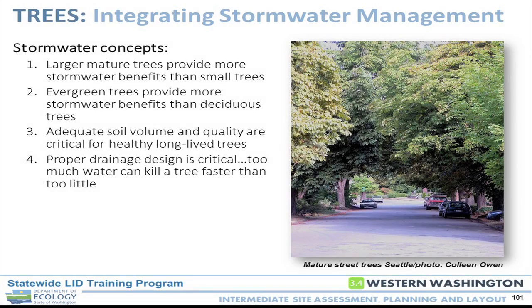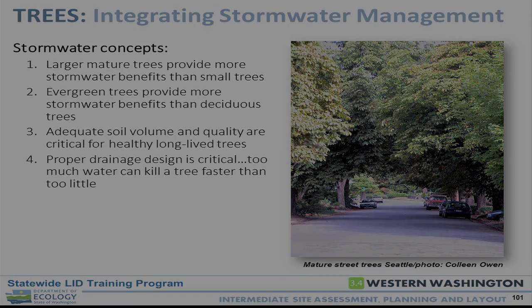So here are the four rules of trees and stormwater management. They are solidly established. Larger mature trees provide more stormwater benefits than small trees. Evergreen trees provide more stormwater benefit than deciduous trees. Why? Water sticks to needles, that's right. Great for interception, and then evaporation.